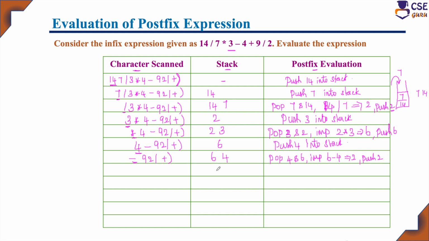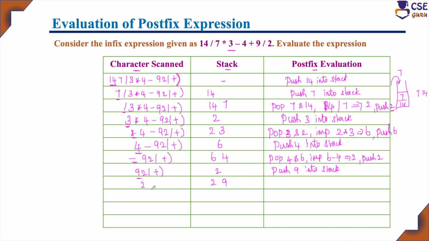Now the result is 2. And the remaining input characters are 9 2 division plus closed parenthesis. Okay. And then here next is an operand. 9 is an operand. So push 9 into the stack. Already in the stack 2 is there. Now you have to push 9 into the stack.